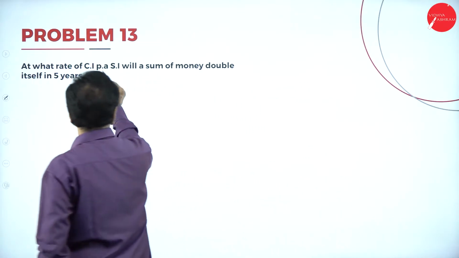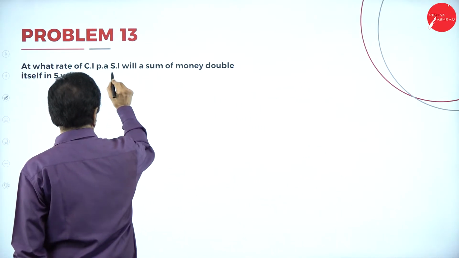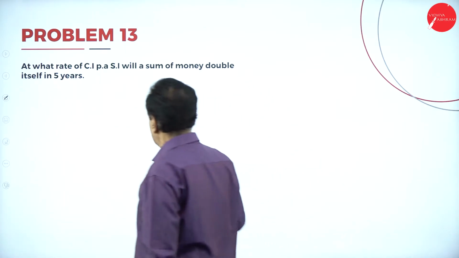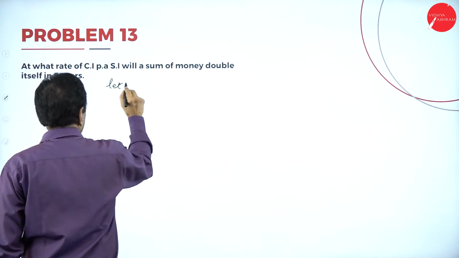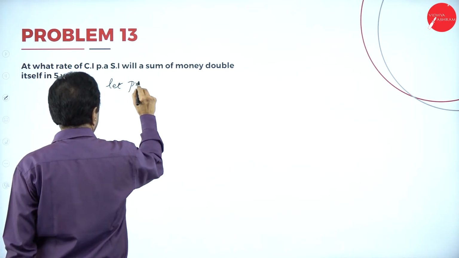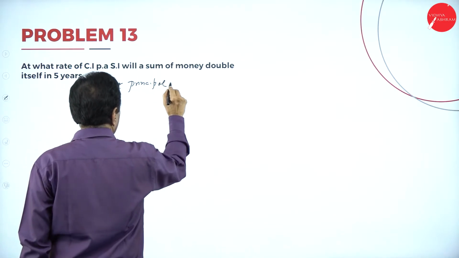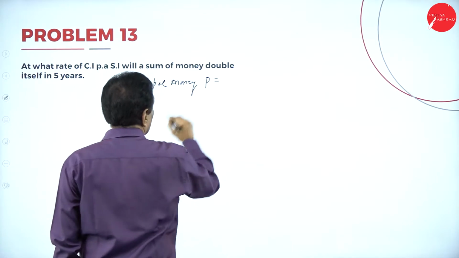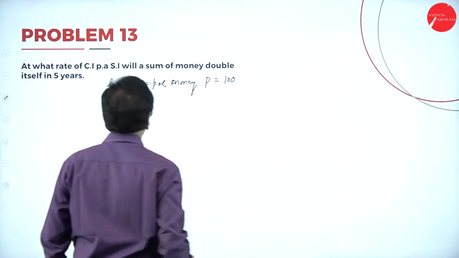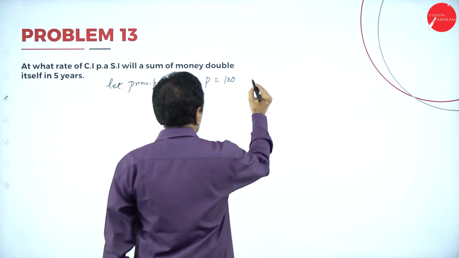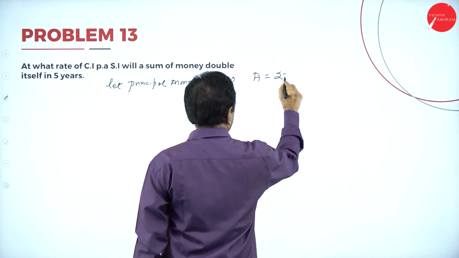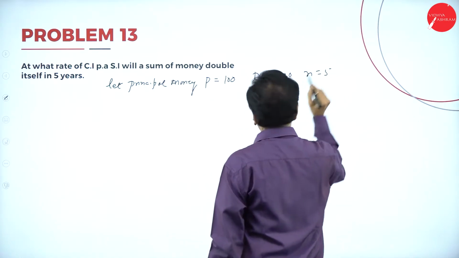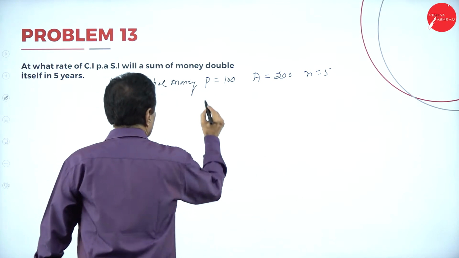At what rate of simple interest per annum will a sum of money double itself in 5 years? Let the principal money, that is P, be equal to 100. A sum of money doubles itself, so A is 200, in N equal to 5 years. He wants R.